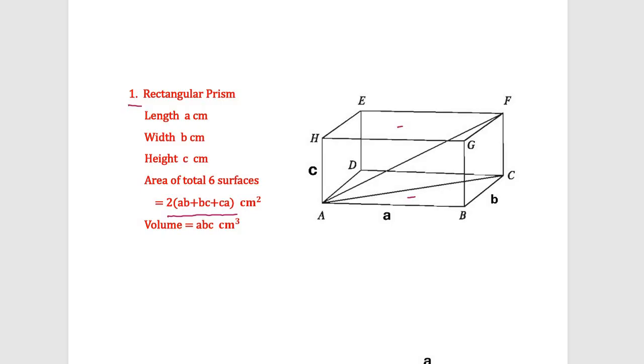Again, the volume of the rectangular prism can be found with the formula length times width times height, or A times B times C centimeter cube. This is how we can get the area and volume of a rectangular prism.